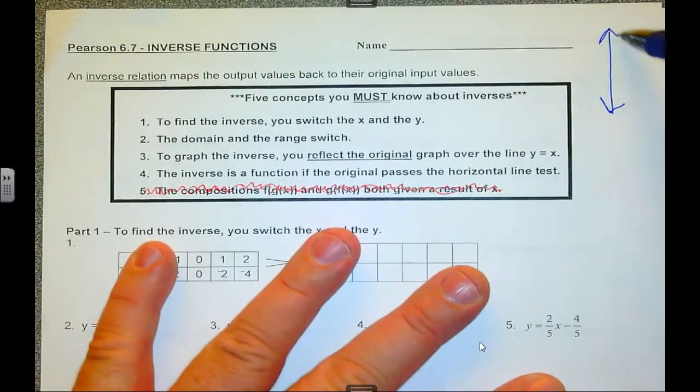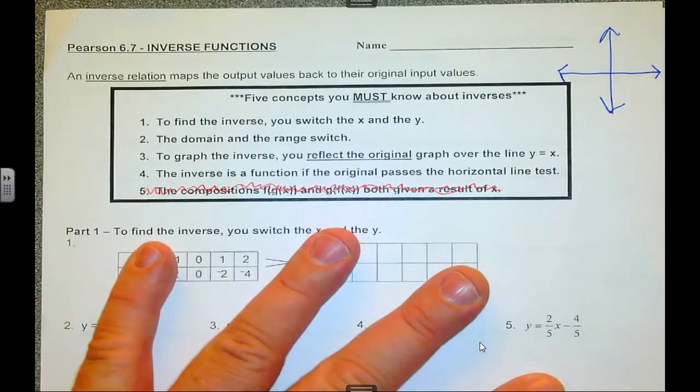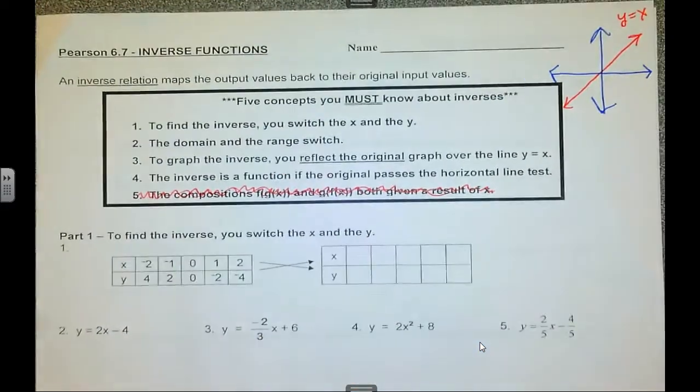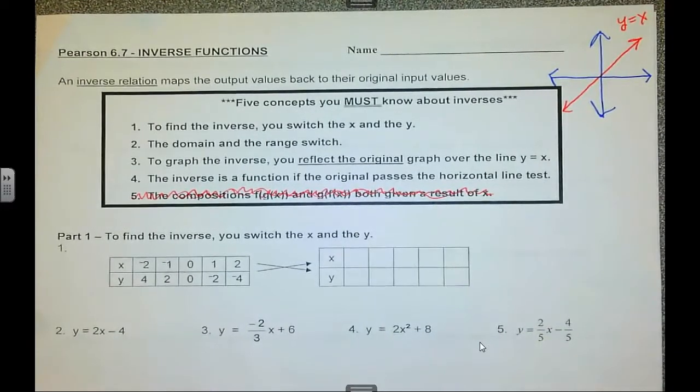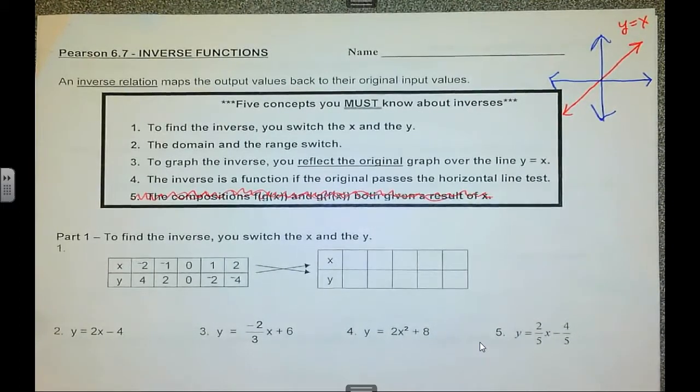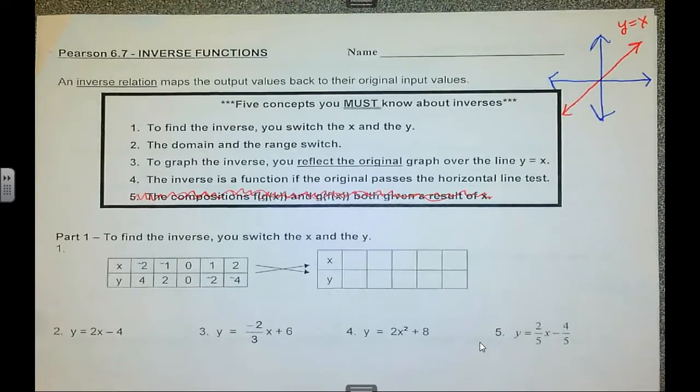If I have a graph, y-axis, x-axis, my y equals x line is the line that goes on a diagonal, like 1, 1, 2, 2, 3, 3, so on and so forth. So it gets reflected over this line. And number 4, the inverse is a function if the original function passes the horizontal line test.